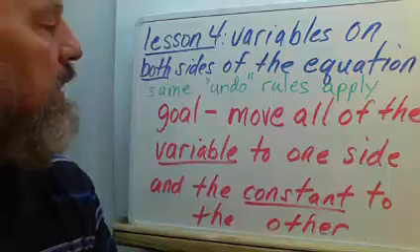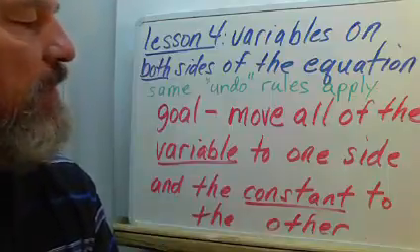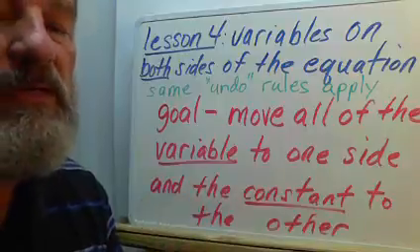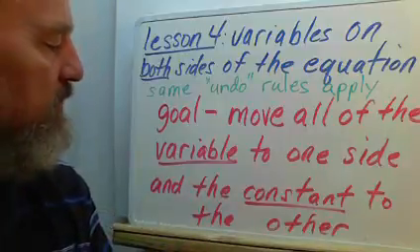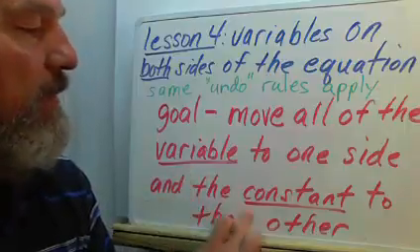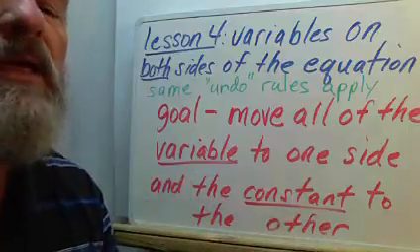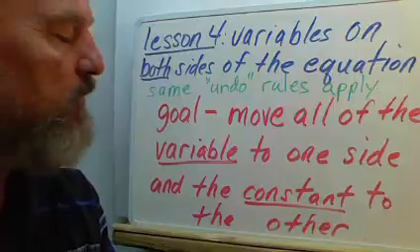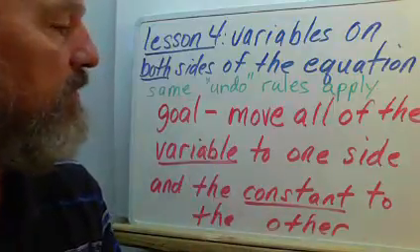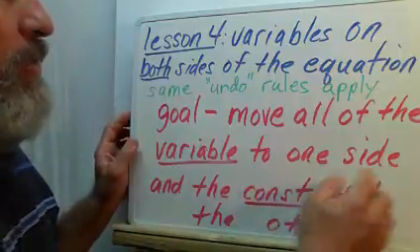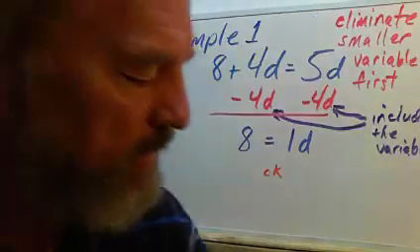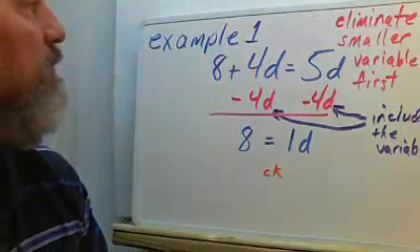The goal is to move all of the variable to one side of the equation. It doesn't matter if the variable is on the left or the right, as we've noticed in some of the equations that we've solved already. But move the variable to one side of the equation and then move the constant to the other. The constant, of course, being numbers. So you end up with, say, x equals 10 or whatever the case may be. So that's your goal. Variable on one side, constant on the other. So it makes these equations relatively simple.